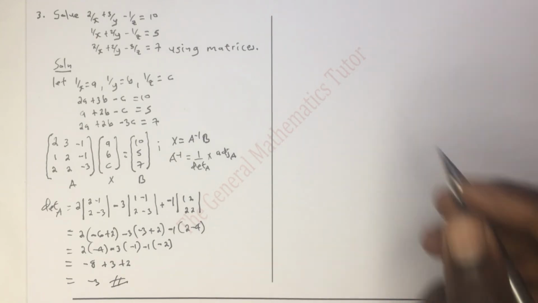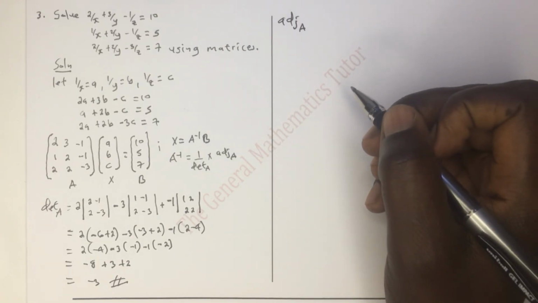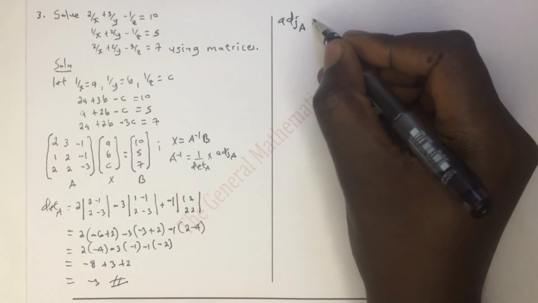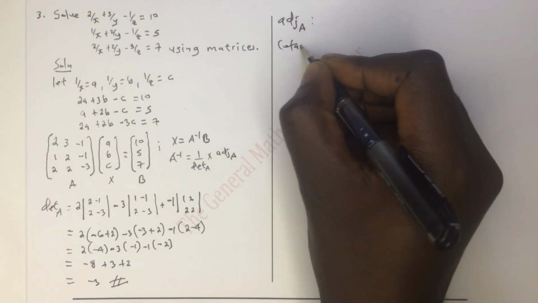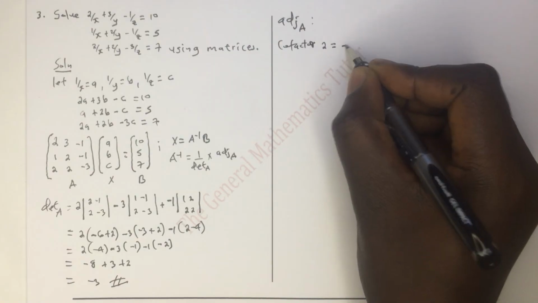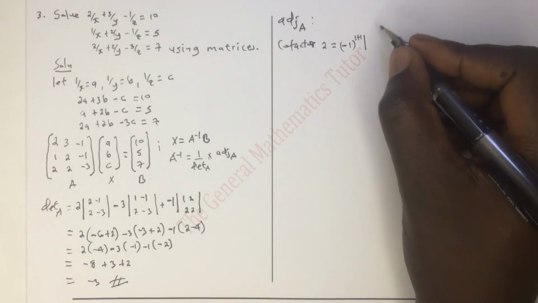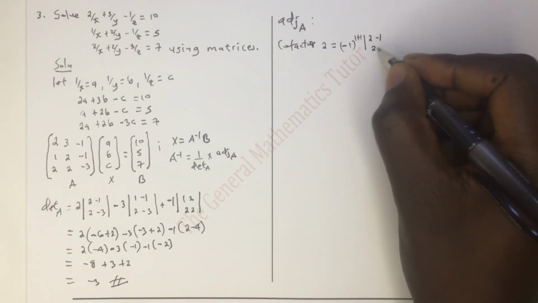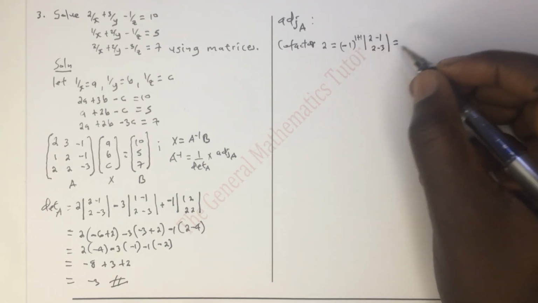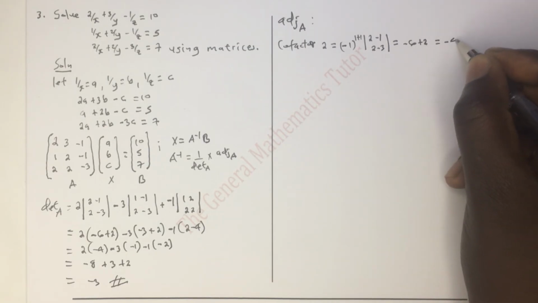So we can now obtain the adjoint of matrix A. We're going to obtain the adjoint using the cofactors. So we're going to start with the cofactor of the first element. The first element is 2. So we take negative 1 to the power of, 2 is in row 1, column 1. And the small matrix that is left is 2, negative 1, 2, negative 3. So you can get these to be 2 by that is negative 6, plus 2, which is just negative 4.